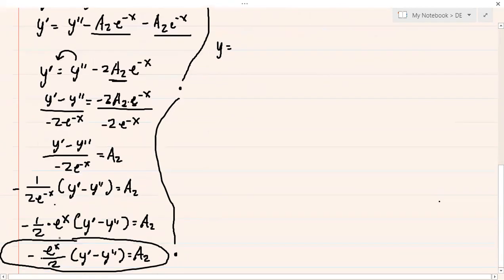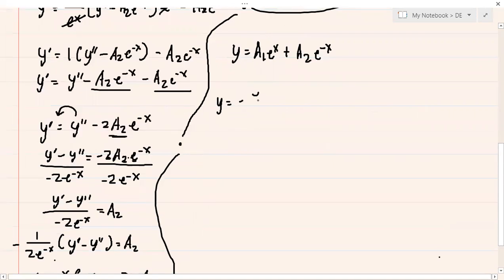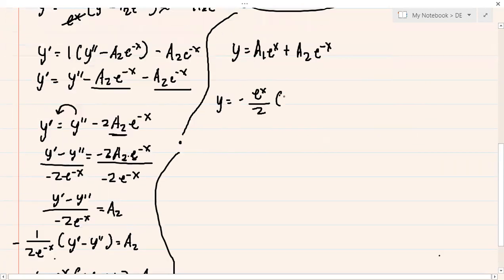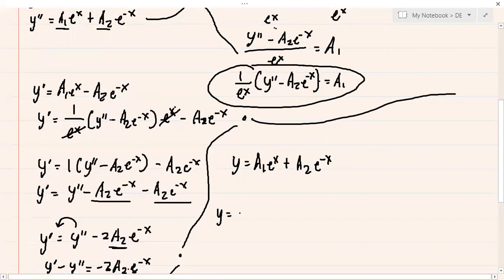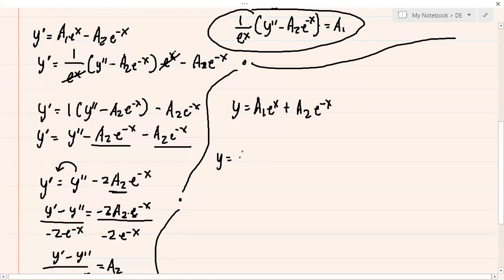So sa a sub 1, which is ito yun, we have negative e raised to x all over 2 times quantity y prime minus y second prime. Ay hindi, a sub 1 pala. Mali, sorry guys, sorry. A sub 1 pala. Ito pala si a sub 1. So ito, we have 1 all over e raised to x times y second prime minus a sub 2 e raised to x. Ayan. Plus a sub 2 e raised to negative x.